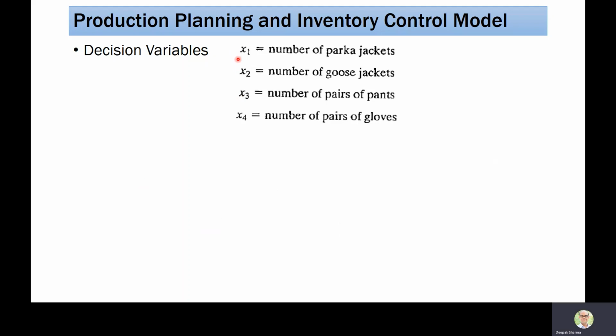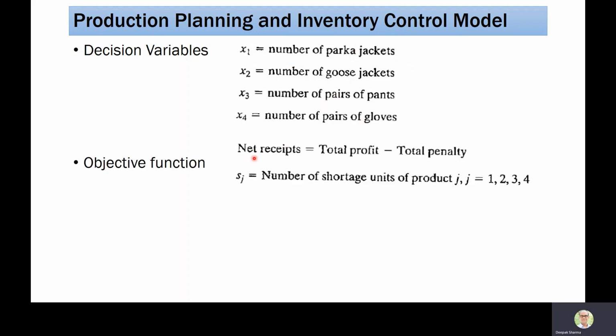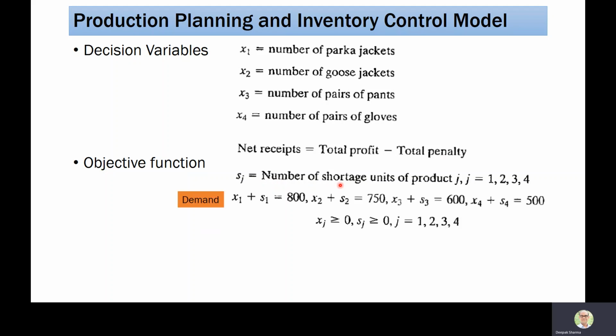As we discussed, X1, X2, X3, X4 are the number of Parka, Goose, pants and gloves respectively. Now the net receipt, what we are going to receive, is the total profit minus the total penalty. Now, as I said, Sj is the number of shortage units. Why? Because if we do not deliver that many units, we have to pay the penalty. So what is the demand? X1 plus S1 equals 800, meaning that if we make 800, then S1 will automatically be 0. That's why we have written it in terms of the two variables X1 and S1.